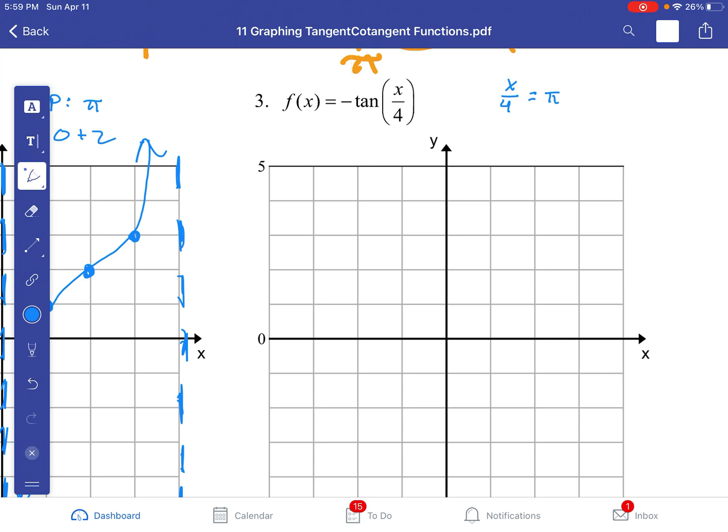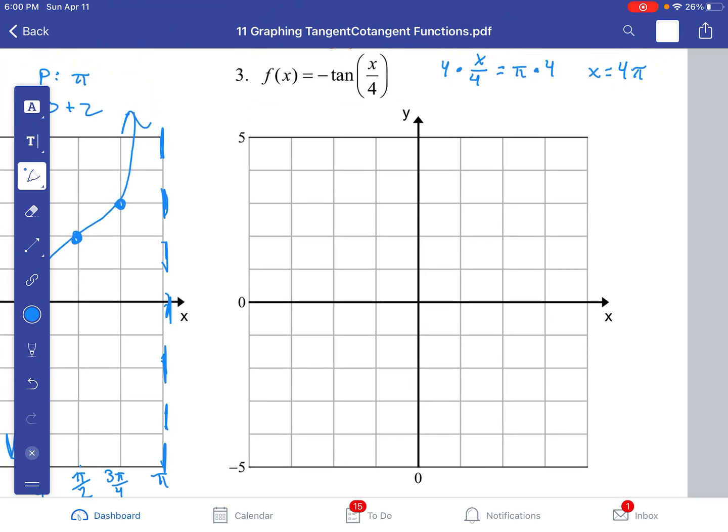So we have x over 4 equals pi. Remember, it's pi because the period for tangent is pi, not 2 pi, like the other 4 trig functions we've used. But how you solve this is still the same. We're going to multiply by 4 on both sides. So our period is now 4 pi.